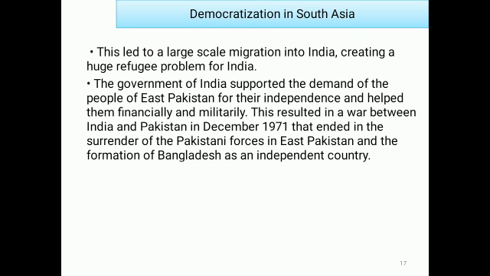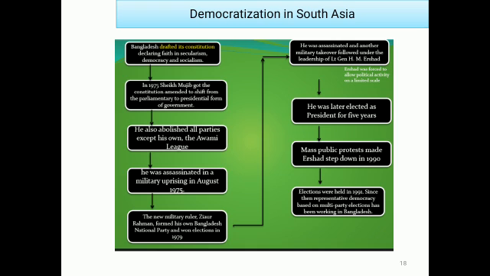This resulted in a war between India and Pakistan in December 1971 that ended in the surrender of the Pakistani force in East Pakistan and the formation of Bangladesh as an independent country. Like this, East Pakistan vanished, and it was now a new independent country named Bangladesh. Here's a chart. You can go through it. And this is about Bangladesh. Okay?